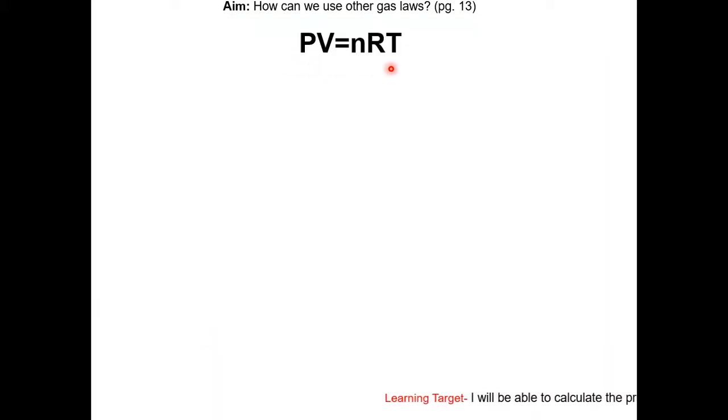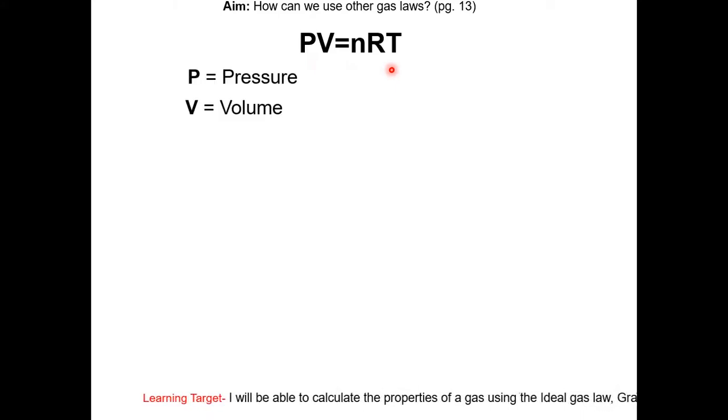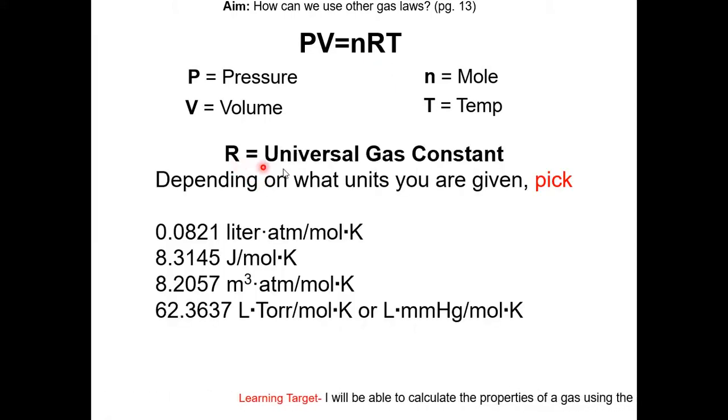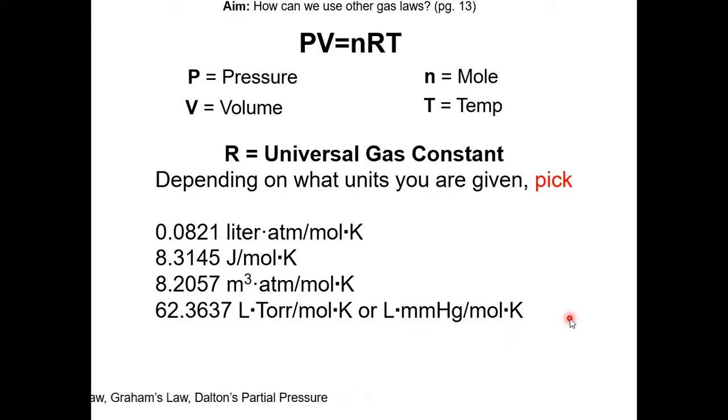PV equals nRT is the ideal gas equation. P is pressure, V is volume, n is moles, T is temperature. R is the universal gas constant. Depending on what units you're given, here are different variations of the universal gas constant. Keep in mind, the PV equals nRT equation is not on the Regents exam. Let's look at some questions.